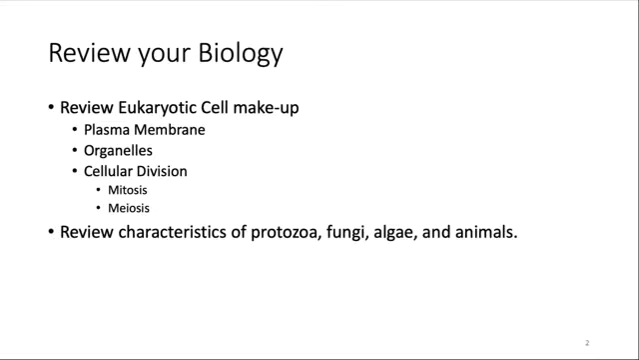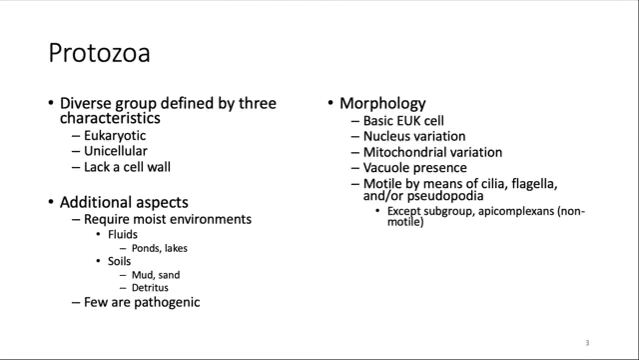By way of review, it's important that we remember the important features of eukaryotic cells generally in terms of the plasma membrane, the organelles, and cell division, mitosis, and meiosis. So a review of the general characteristics of protozoans, fungi, algae, and animals is important to understand and follow this lecture. So protozoans are a very diverse group made up of three characteristics.